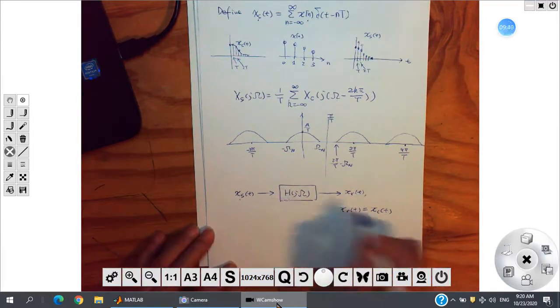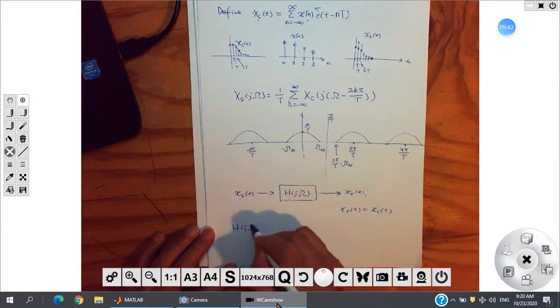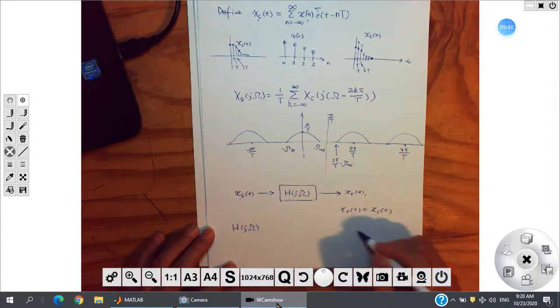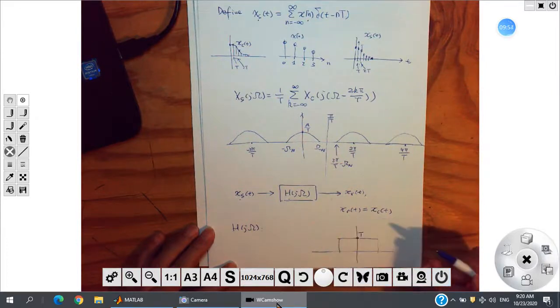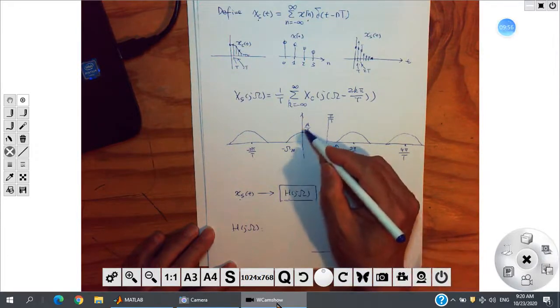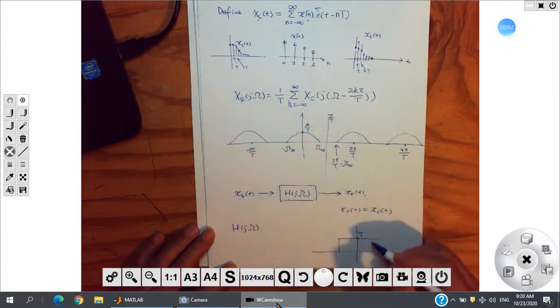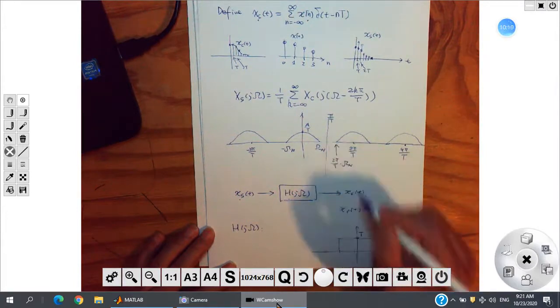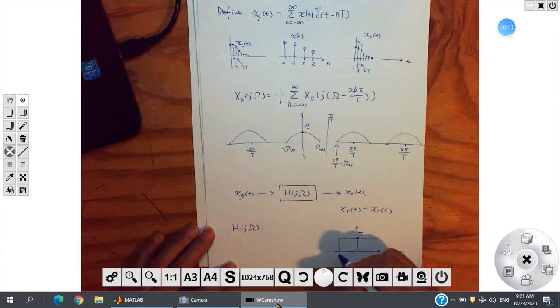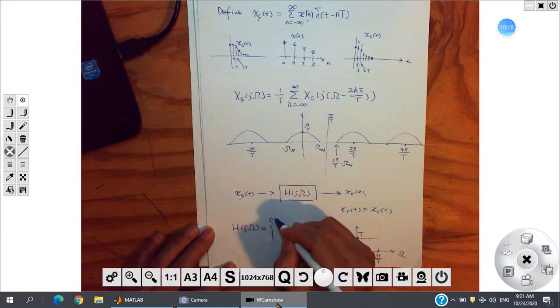And what is H? H of j omega will be a rectangle. It looks like, I put the graph here, like this. This value will be T, right? T times this 1 over T, a over T, I get a. So we can go back to the original spectrum, right? So here I need a T. This is omega, and this place is this point. So this is pi over T. This will be negative pi over T.